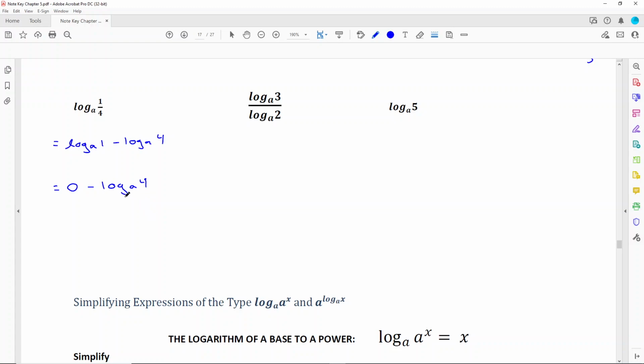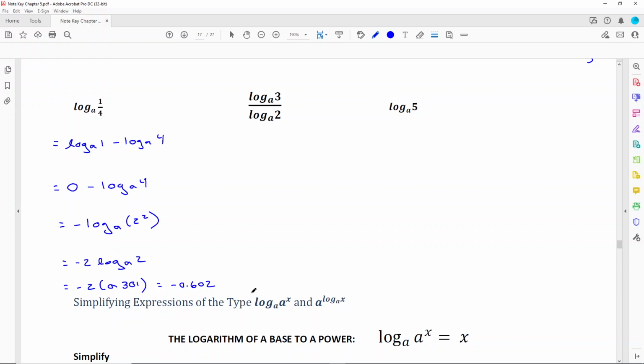Well, now hopefully you're seeing log to the base a of 4 is 2 times 2, or 2 to the exponent 2. So you'd have negative log to the base a of 2 squared, personally. Then I can use my power rule to bring that 2 down in front. So negative 1 times 2 is negative 2 times log to the base a of 2. Then I'm going to replace log to the base a of 2 with 0.301. And then I'm going to multiply. I would get negative 0.602.